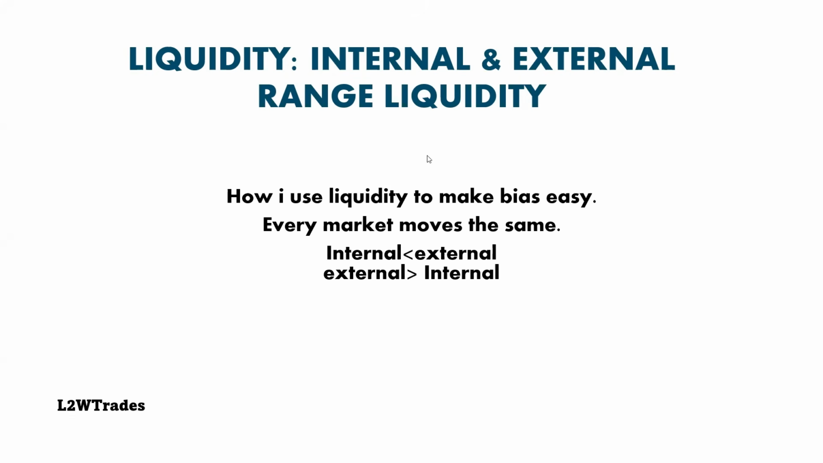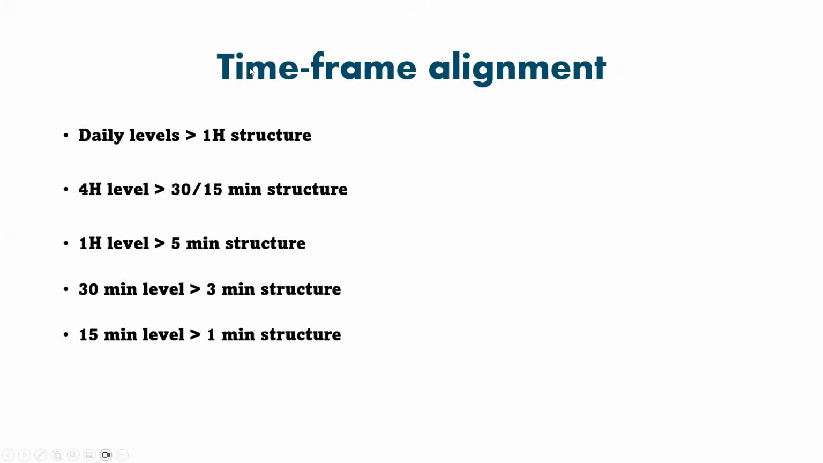Internal and external range liquidity. So this is how I use liquidity to make bias fucking easy. And every market moves exactly the same, from internal to external and from external to internal. In order to use that, we need to use time frame alignment. This is how I use it.